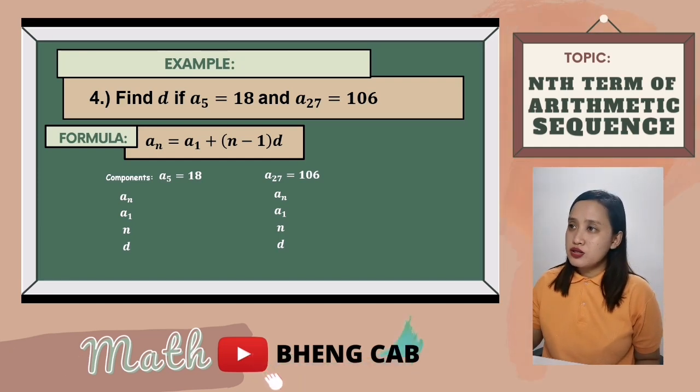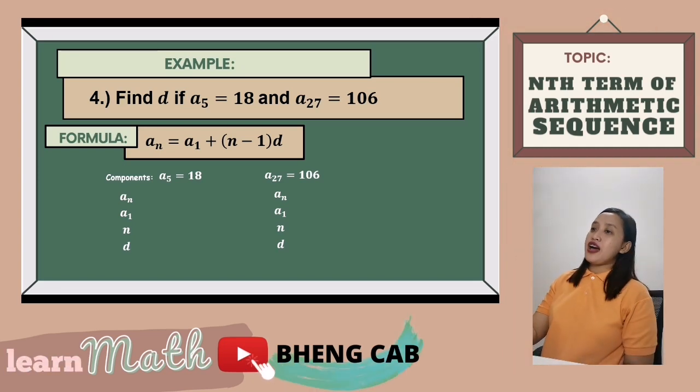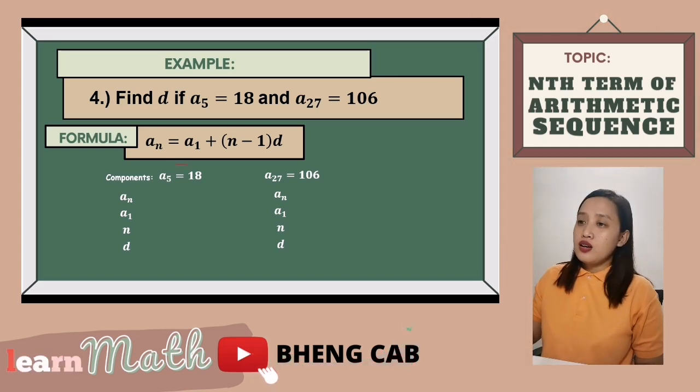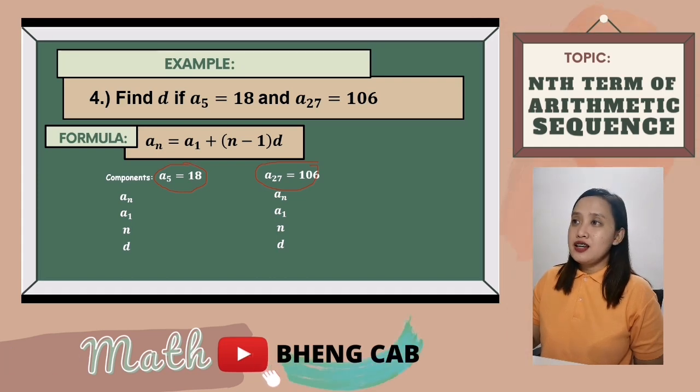We should try to get important information out of this given. So, a sub 5 equals 18. So, kung kukuhain natin yung component na meron tayo dito, at yung component na meron tayo dito, makakatulong yun sa atin in identifying the common difference. Okay? Since, kung napapansin nyo, si 18 ay yung pang 5th term na kagad. Tapos yung pang 27 term daw ay 106.